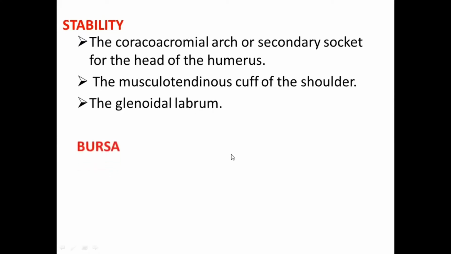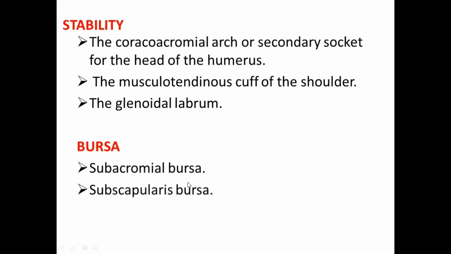Then we will see what the bursae in the joint are. First one is the subacromial bursa. Second one is the subscapularis bursa. The other one is the infraspinatus bursa. The bursa is a fluid sac, right? This prevents the friction of the joint, right? Then the absorption of shock. These are the functions of the bursa, right?